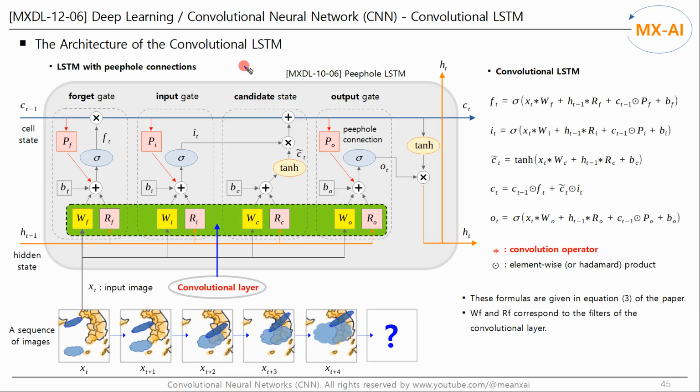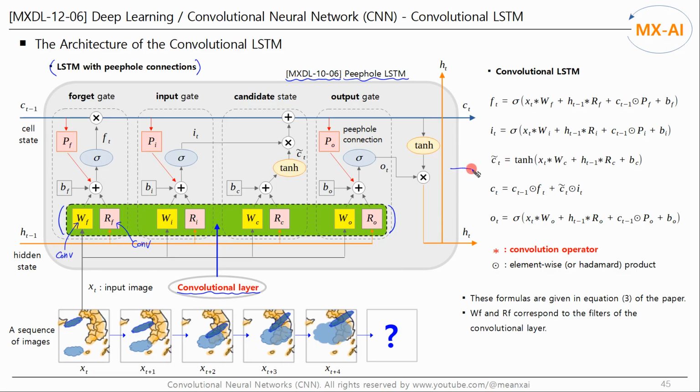The structure of the convolutional LSTM is almost the same as that of LSTM with peephole connections. The only difference is that in these networks, convolutional layers are used instead of dense layers to receive the current input image xt and the previous hidden state h, t-1. We took a closer look at the peephole LSTM architecture in this video from our previous recurrent neural network series.